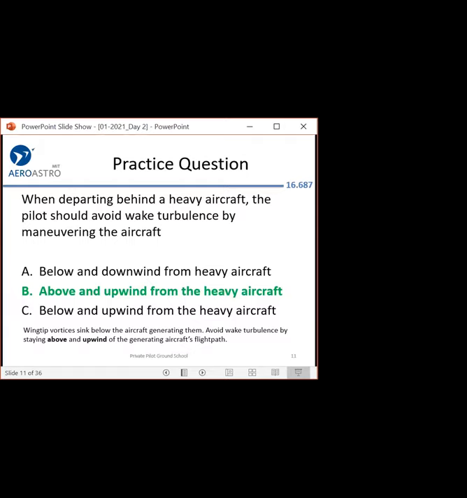So let's do the opposite. Now let me ask you. If you're landing on a runway, and a big heavy airplane lands before you, touches down on the runway, and then taxis off, when you're coming in to land on that same runway, do you want to touch down before where the heavy aircraft touched down, or in front of where the heavy aircraft touched down? In front. Yes, exactly. That would be the best way to avoid that turbulence. Good job.